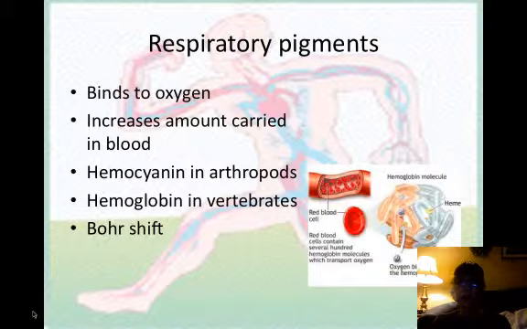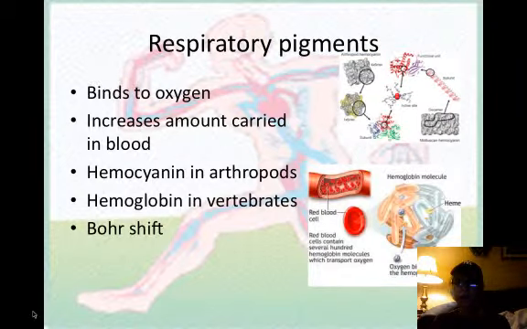For example, hemocyanin in the hemolymph of arthropods, like insects, crabs, and spiders, has copper as the oxygen binding component. What that does is it causes the blood to be blue or greenish. If you ever squish open a bug, you're going to see something that's kind of like a greenish blue, because hemocyanin contains copper, not iron, like hemoglobin.